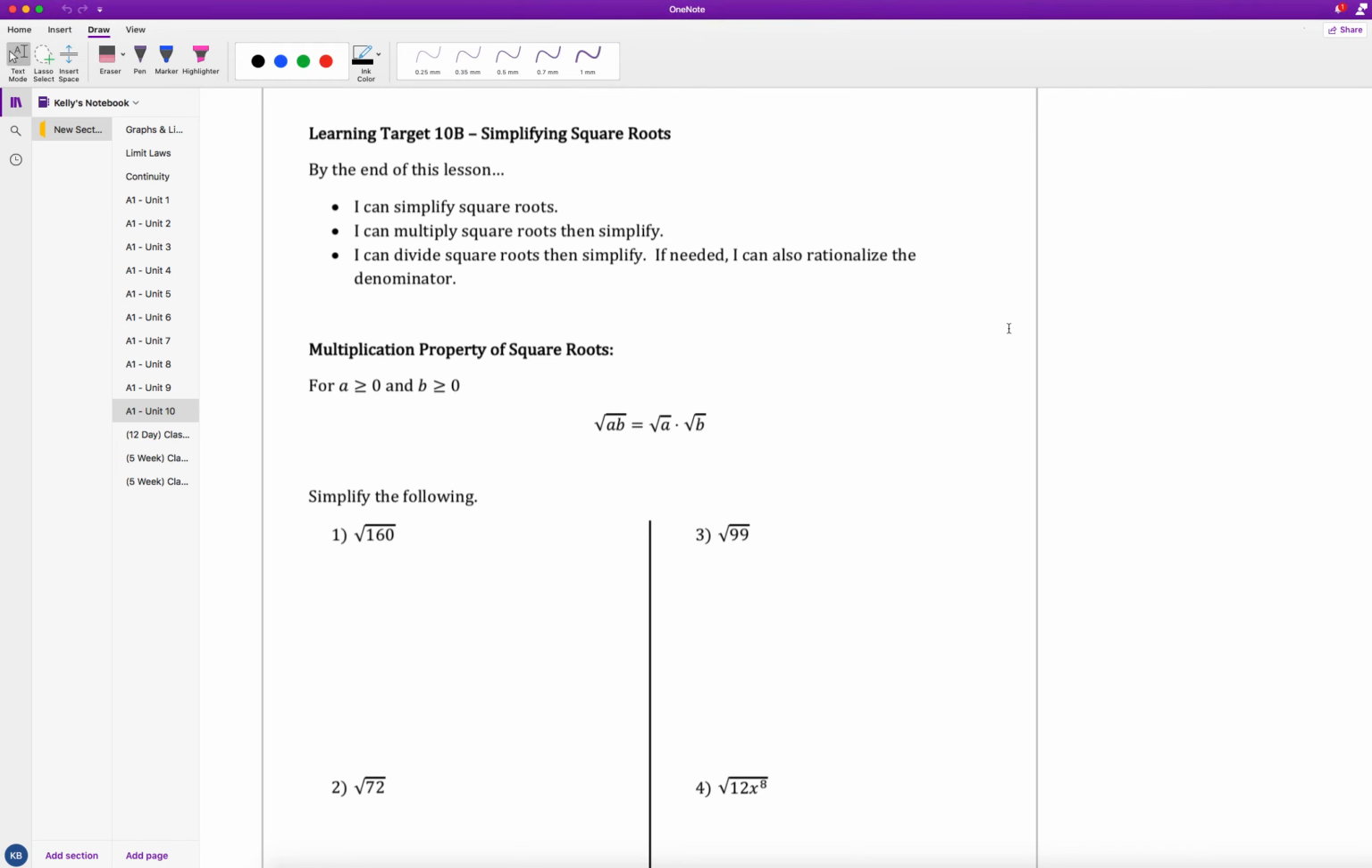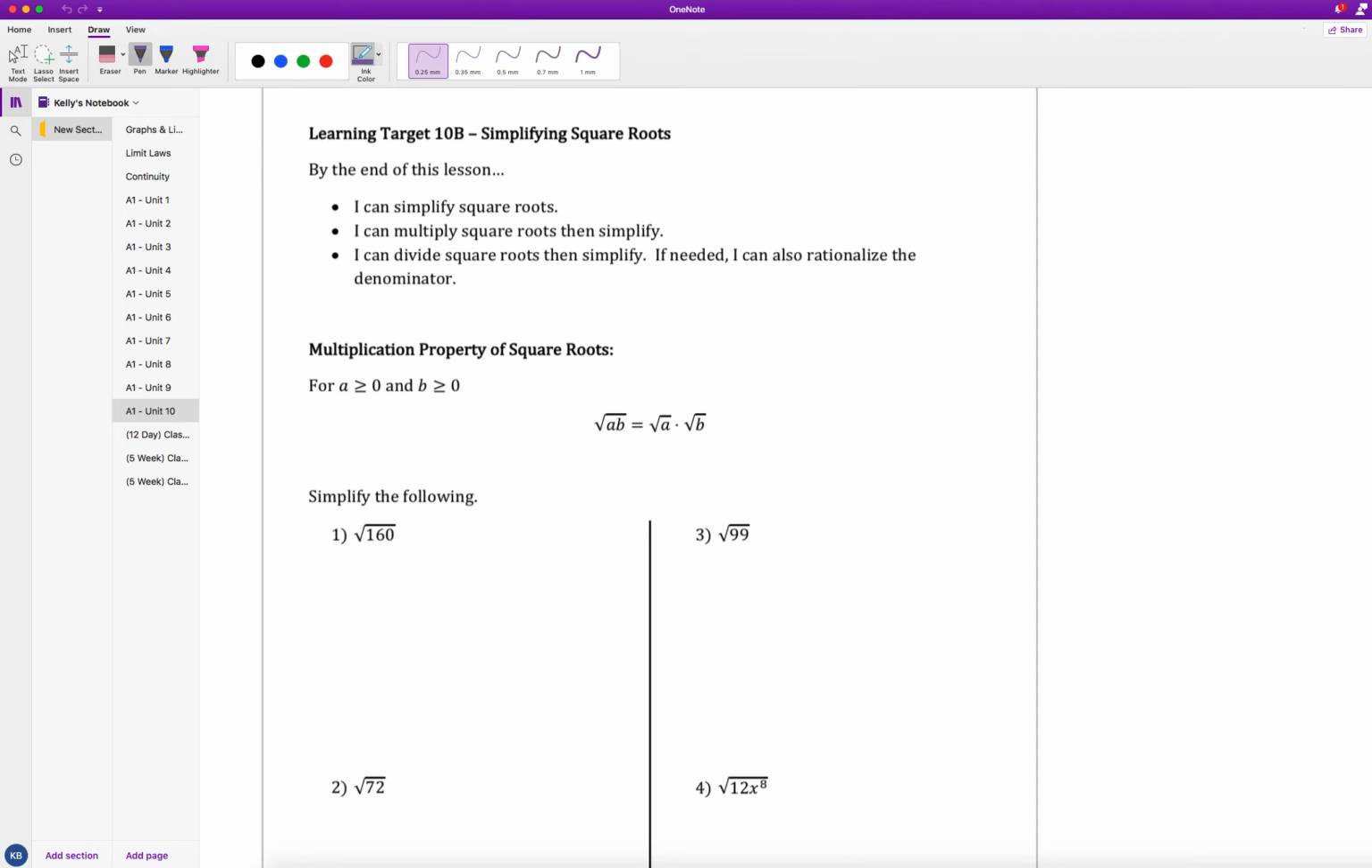Continuing on with Unit 10, this is the first part of Learning Target 10B. So Learning Target 10B is going to be all about simplifying square roots, and in this video we're going to talk about how to simplify a single square root, how to multiply square roots together then simplify, and also how to divide square roots and simplify, and if needed we will also be rationalizing the denominator.